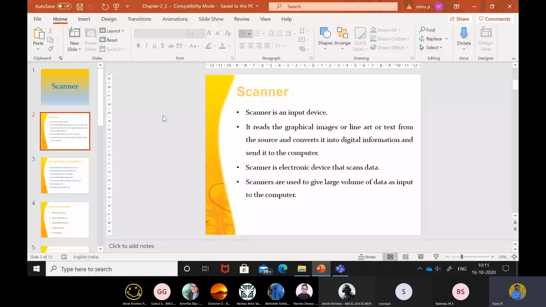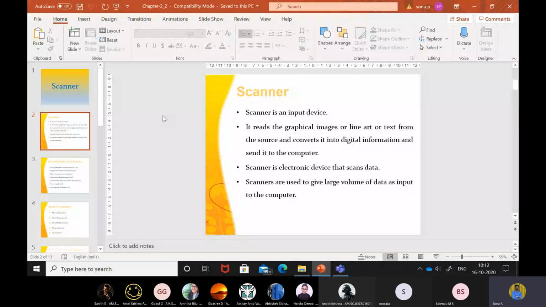Like I am telling in our digital camera classes, the initial scanners were very large systems, and to operate them we needed good knowledge about the working principle and all those things. But now we have very small handheld devices available. We can scan objects with great ease.